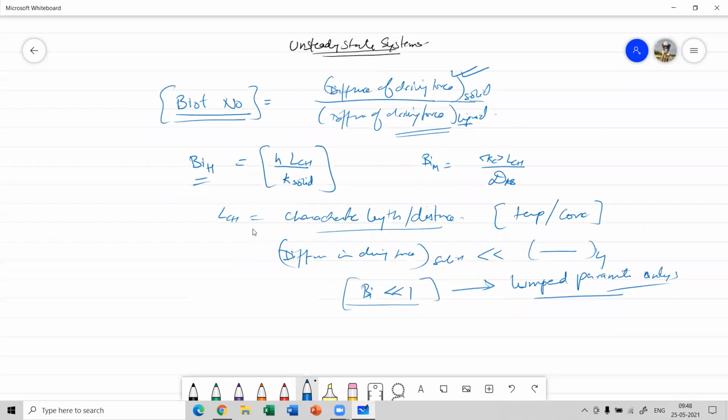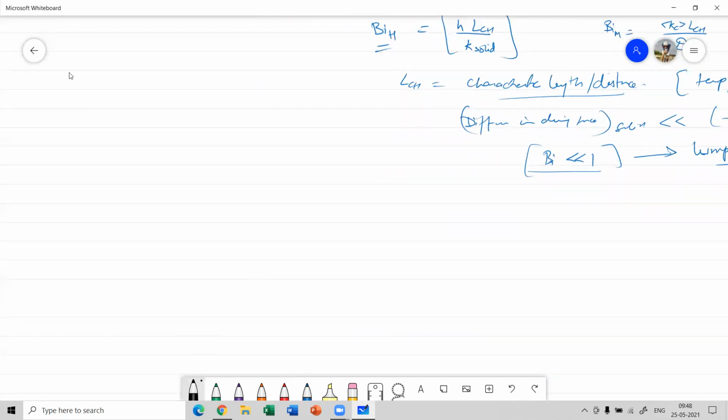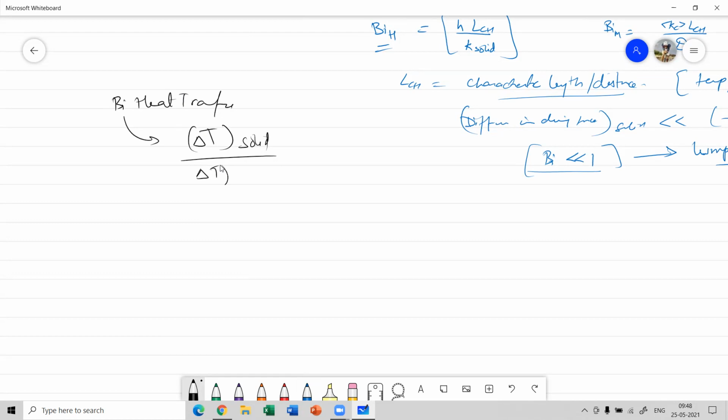Now, let's talk about the Biot number for heat transfer. It's expressed as the temperature difference in the solids to the temperature difference in the liquids. If the temperature difference in the solid is uniform, that means in a solid body the temperature is not varying to a much larger extent. So in that case, we assume that the temperature throughout the system is stable. That means it's a lumped system, and in that case the Biot number is much less than 1.